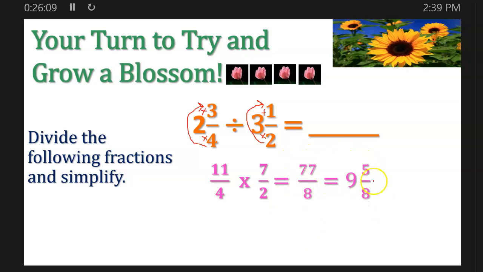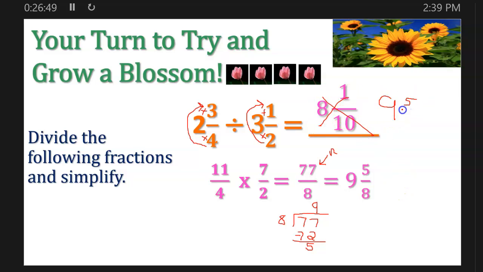To turn that back into a mixed number, we divide 77 by 8. Remember that the n stands for numerator, and that goes in the house, okay? So just think about n when you're thinking of numerator going in the house, and then the denominator is outside the house. So 8 goes into 77 9 times. 9 times 8 is 72. And when we divide that, we end up with a 5. And that 5 is placed over our existing denominator. So 9 5/8 is our final answer. Should be 9 5/8. Got too many typos today.